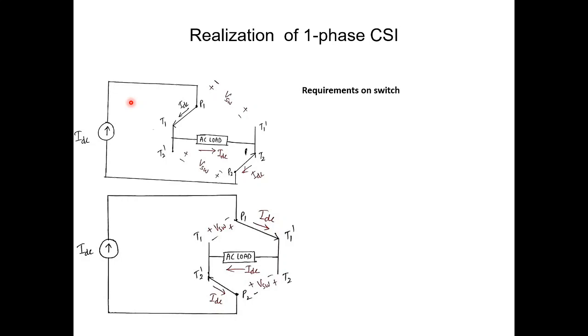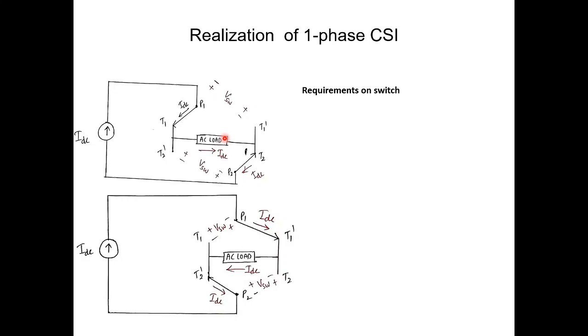For current source inverters, on the input side we have a stiff current source. Current through the current source is more or less constant. We are going to have this kind of current source on the input side, and on the output side we have an AC load, for which the voltage across it can take either polarity and the current through it can flow in either direction, right?